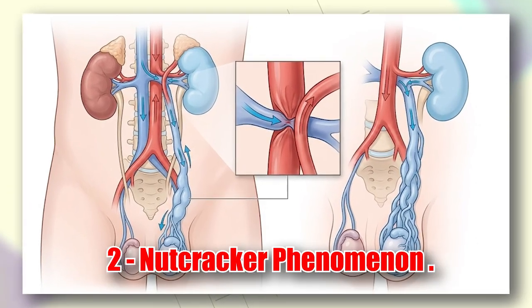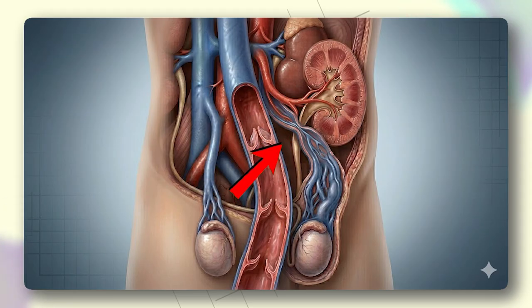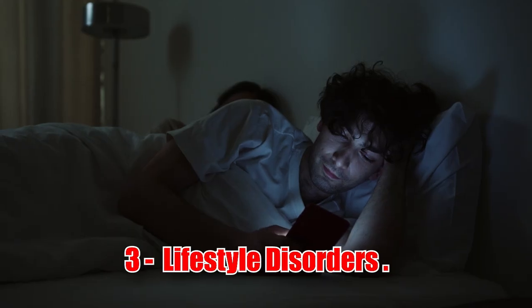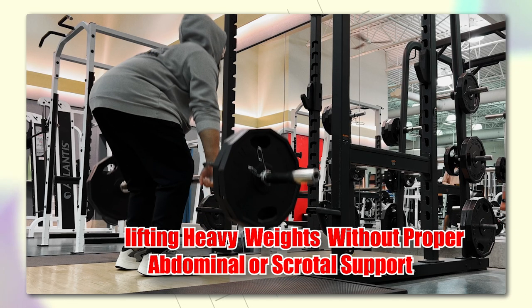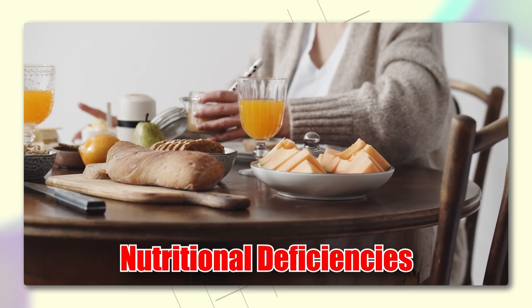Second, nutcracker phenomenon. The artery which supplies the intestines forms a narrow angle with the aorta where it compresses the left renal vein, leading to increased pressure in the left renal vein and increased pressure in the gonadal vein, which leads to reversal of the flow. Third, lifestyle disorders like lifting heavy weights without proper abdominal or scrotal support, smoking, stress, nutritional deficiencies. Also in case of certain kidney tumors or retroperitoneal tumors, we see unilateral varicoceles.